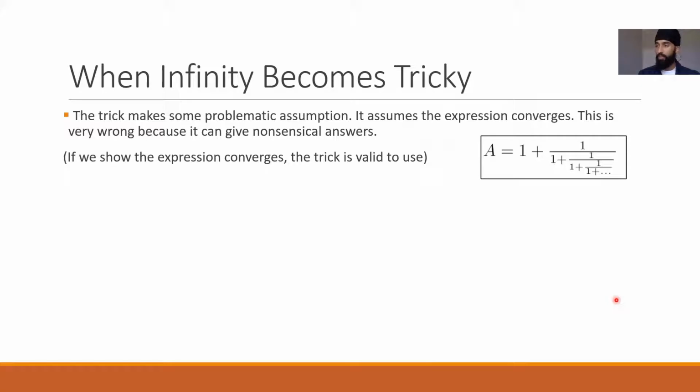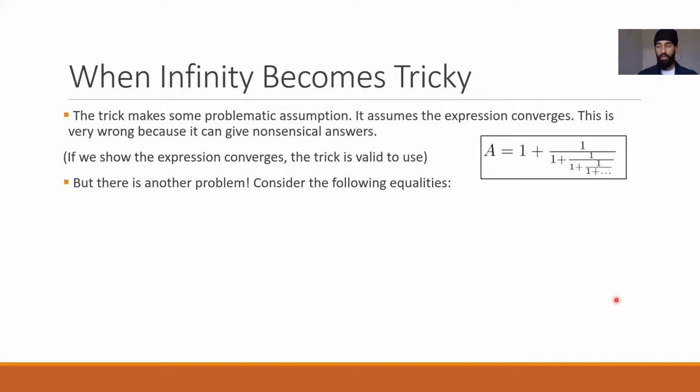So there's a problem with the trick. It assumes that the expression converges to start with, and we know that not all expressions converge. If we assume that they do and use this trick, we might come up with some nonsensical values. And the good thing is that the trick is still valid if the expression converges. But the question is, does this expression even converge, the 1 plus 1 over 1...? And suppose we are able to show it does converge. That's it, right? We can use the trick?